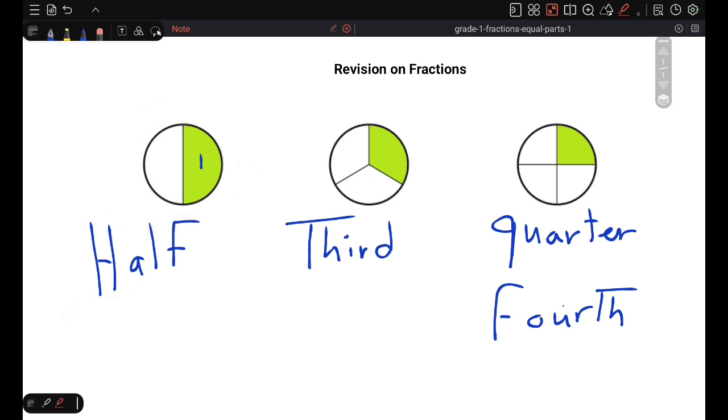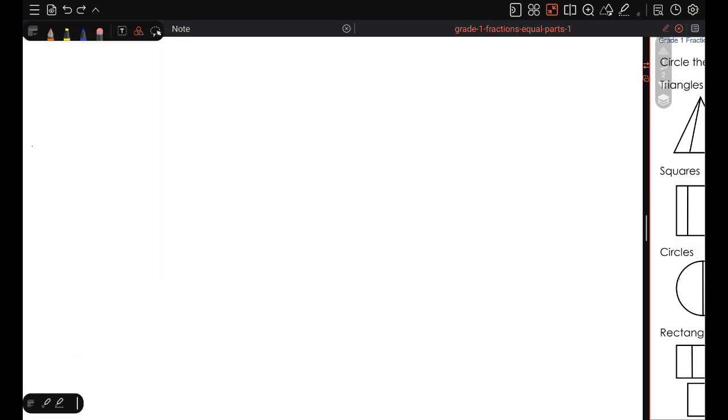Okay, so any shape I see, is it a fraction or not? Let's see. So any shape split into parts, do we call it a fraction or not? Absolutely not. Why? Because I have to make sure that all the parts are equal parts.